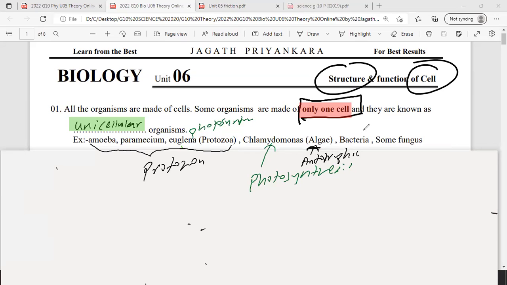Photosynthetic, chlorophyll present, autotrophic. Bacteria are heterotrophic. Based on nutrition, we can classify them as autotrophic and heterotrophic. Heterotrophic: no photosynthesis, they depend on food produced by others. Some bacteria are chemoautotrophic, and you have to be careful about that. Heterotrophic, or you can write chemoautotrophic. Chemo: the chemical energy of a reaction is used. Chemoautotrophic.